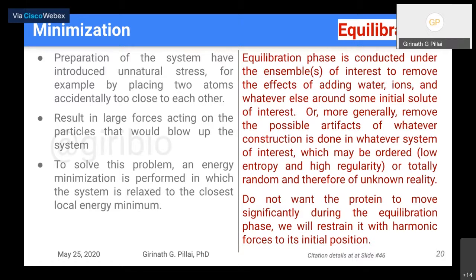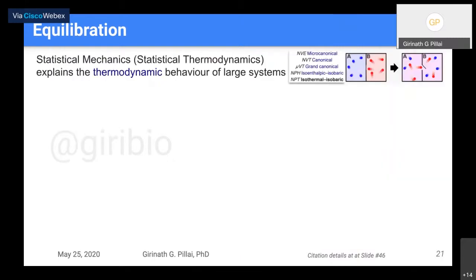And we do not want the protein to move significantly during the equilibration phase, so we restrain it with harmonic forces to its initial positions. So that's where we give a lot of parameters in the MD equilibration step, what all constraints to be given. I'll be discussing that in a while. So coming to equilibration, it is purely statistical mechanics, which explains the thermodynamic behavior of a larger system.